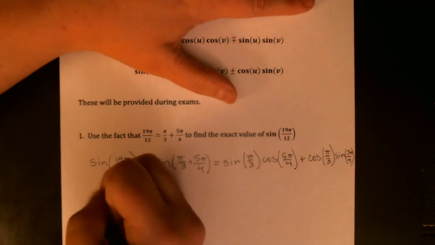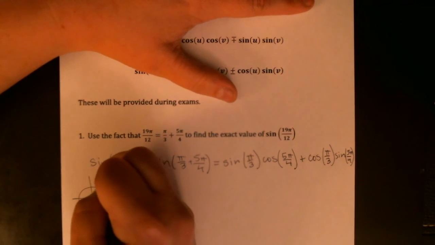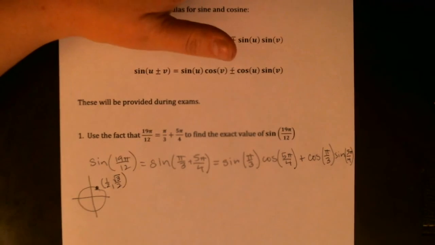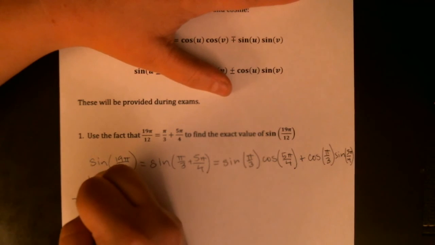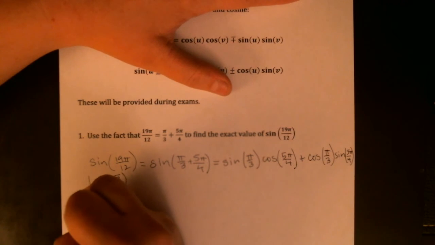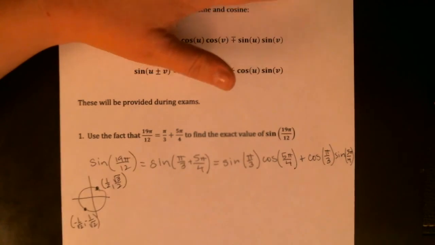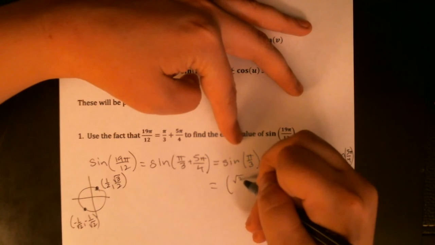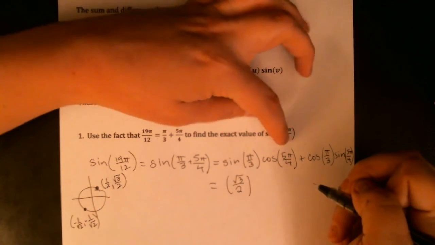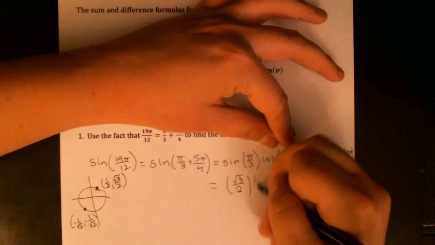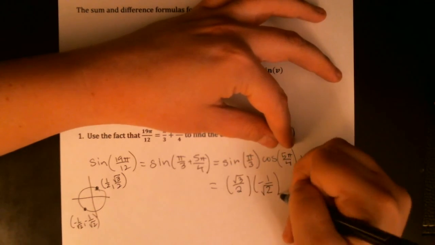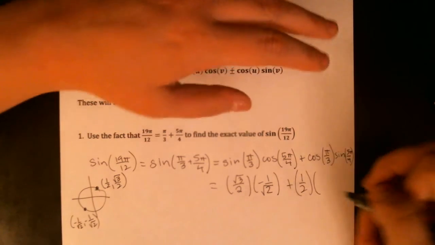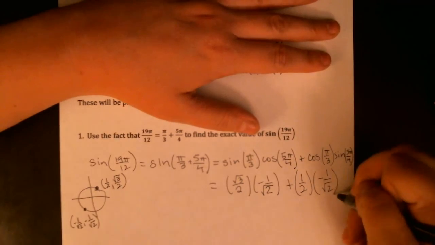And these are all known things. So if I'm thinking, okay, pi over 3, that has coordinates 1/2, root 3 over 2, and 5 pi over 4 is negative 1 over root 2, negative 1 over root 2. So I can just kind of fill in the blanks over here. Sine of pi over 3 is root 3 over 2. Cosine of 5 pi over 4 is negative 1 over root 2. Cosine of pi over 3 is 1/2. Sine of 5 pi over 4 is negative 1 over root 2.